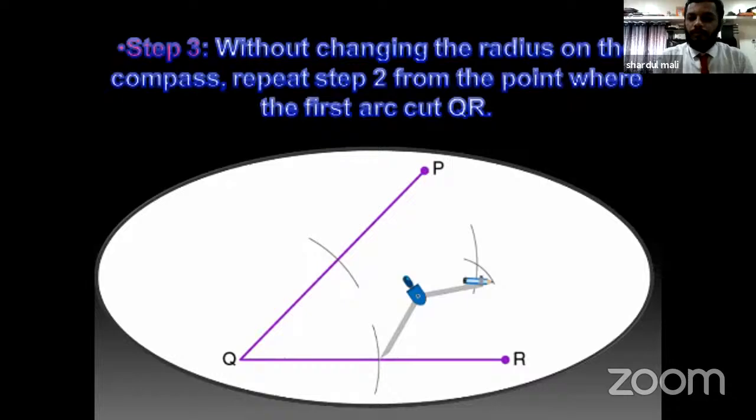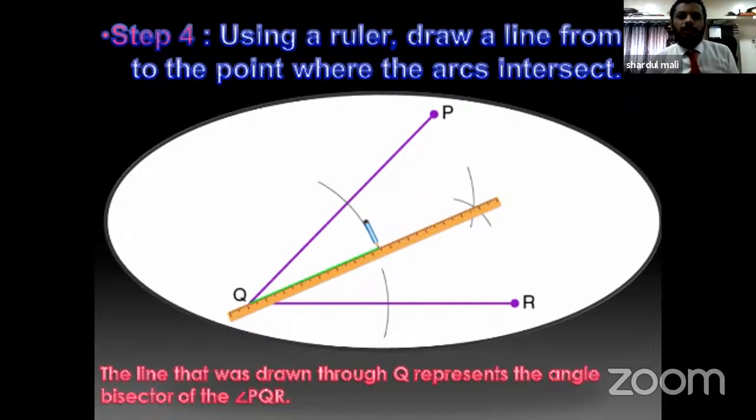Next step, using a ruler, draw a line from Q towards the point where the arcs intersect. We get the intersecting point in the interior of the angle by making the two arcs from the first intersecting points of the arcs and sides. That intersecting point we can join with the help of the ruler and the pencil from the point Q.